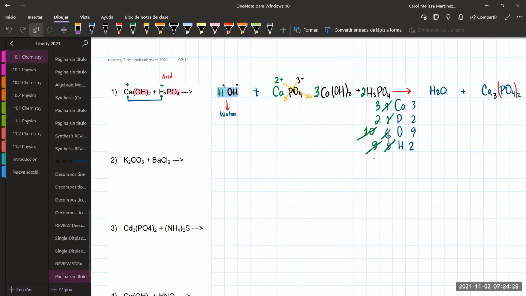Oxygen now is going to be 8 plus 6, 14. And on the other side, it's going to be 6 plus 6. We're going to have 12 hydrogens. So here to balance, I'm going to place just 6. Now we have 12 hydrogens. And about oxygen, I have 6 and 8, 14. So now the equation is balanced.